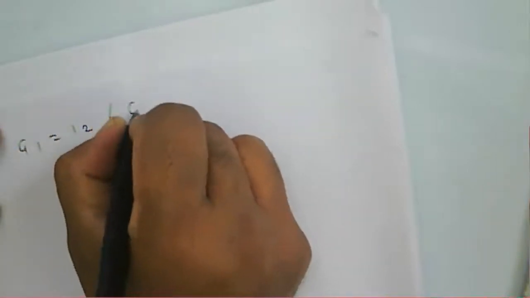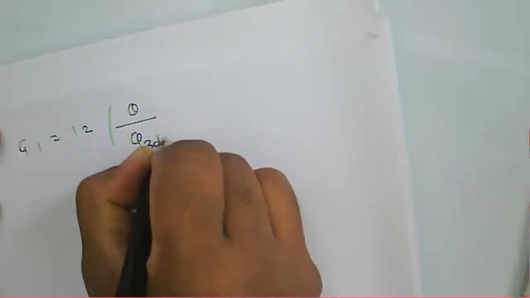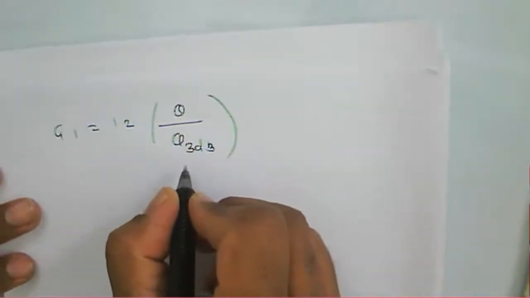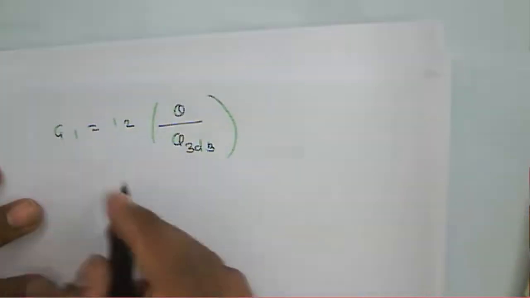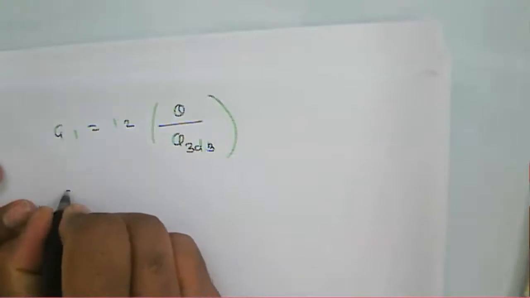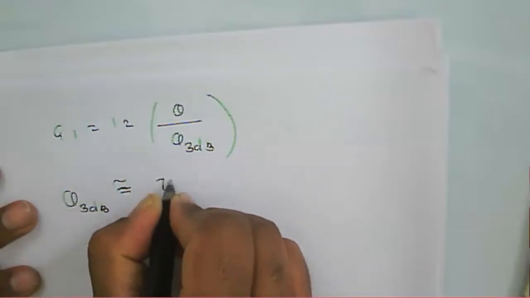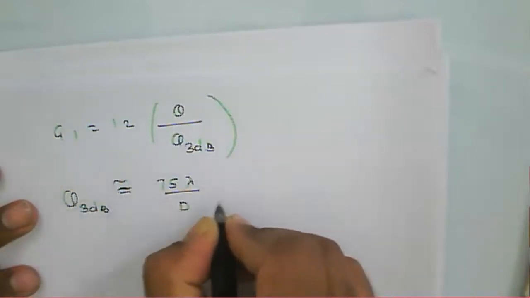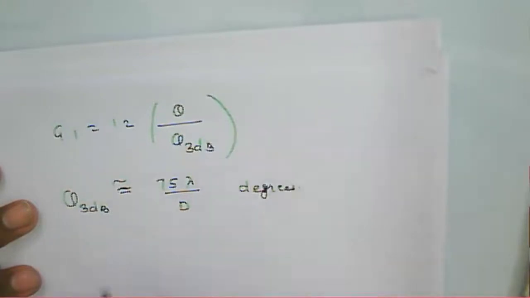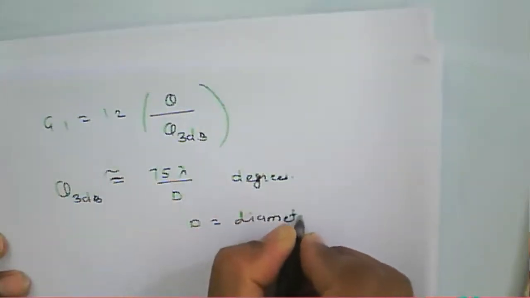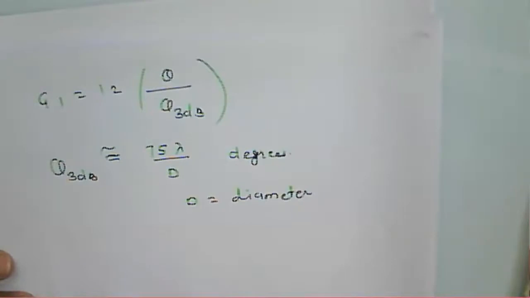That gain loss is to be calculated. For a parabolic reflector, G1 is equal to 12 of theta by theta 3 dB, squared. And that theta 3 dB is nothing but what? The half power beam width of the antenna. Generally for a parabolic reflector, the half power beam width is approximately 75 lambda by D, in degrees. Here D is equal to the diameter of the antenna.